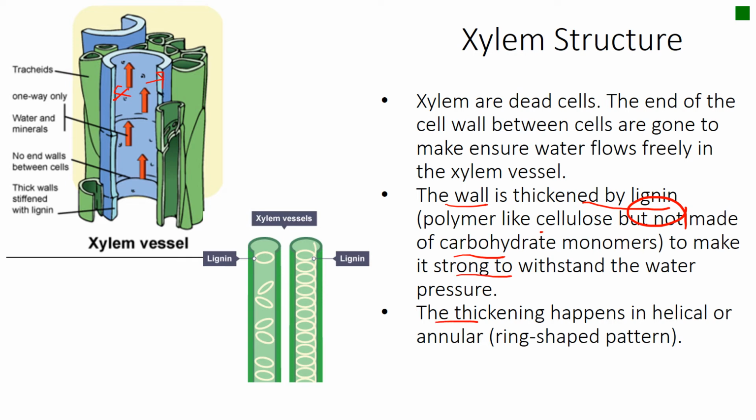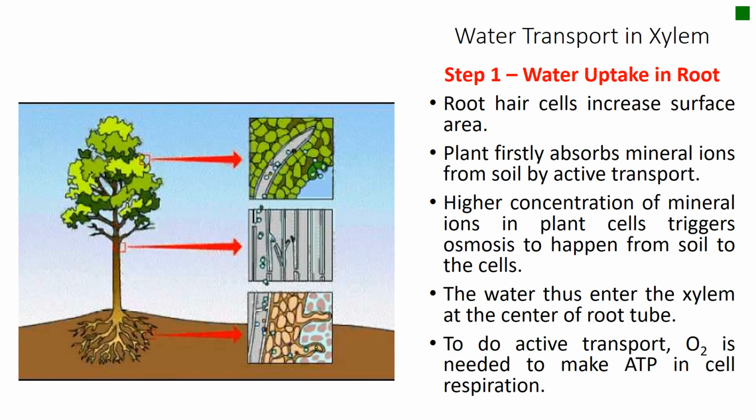And the pattern of lignification or thickening happens in either a helical or annular, ring-shaped pattern. So this is the helical and this is the annular, kind of like a ring pattern. That's the details of xylem structure. So you have learned how the xylem vessel is located in the anatomy of the stem, the roots and the leaves, and also the detailed anatomy of the xylem vessel. It means now you are ready to learn the water transport in xylem.